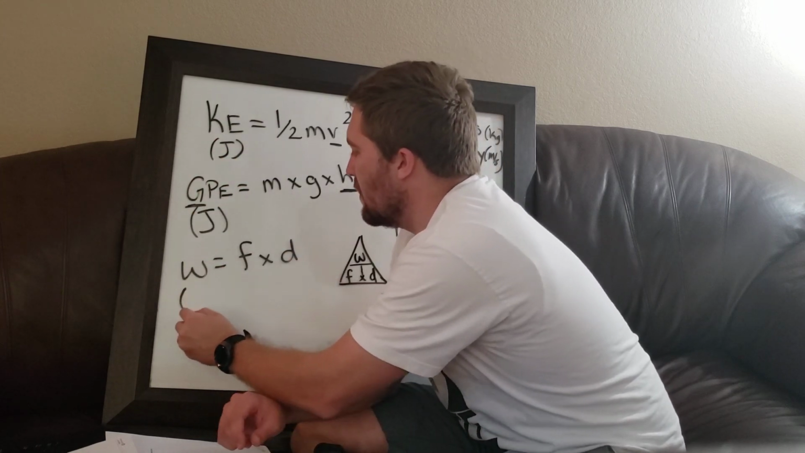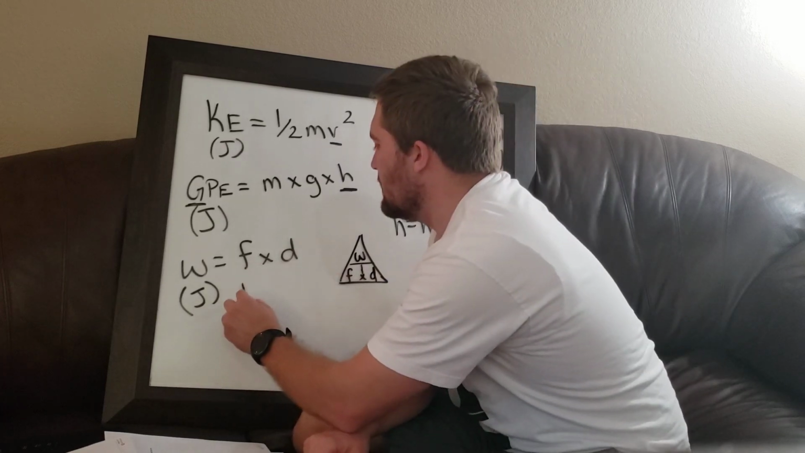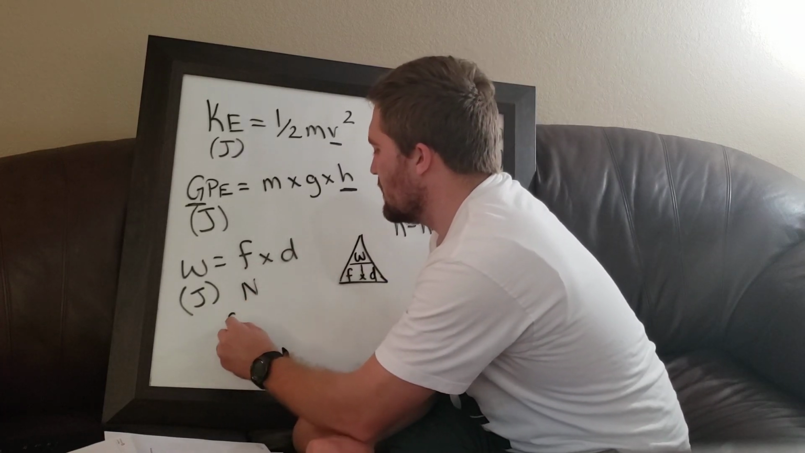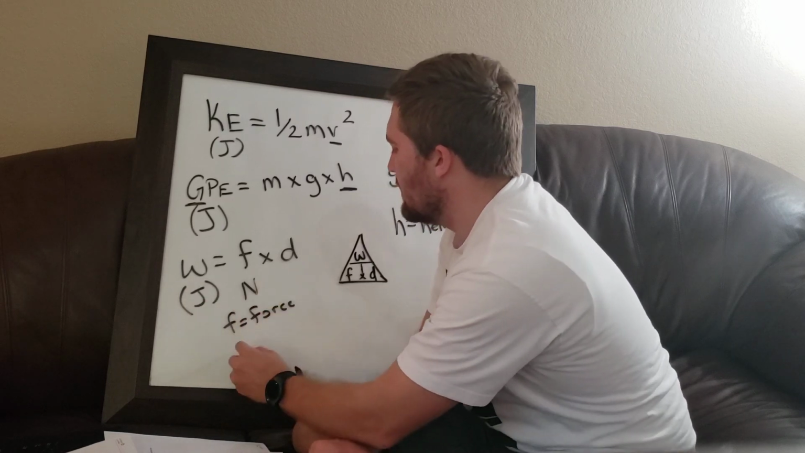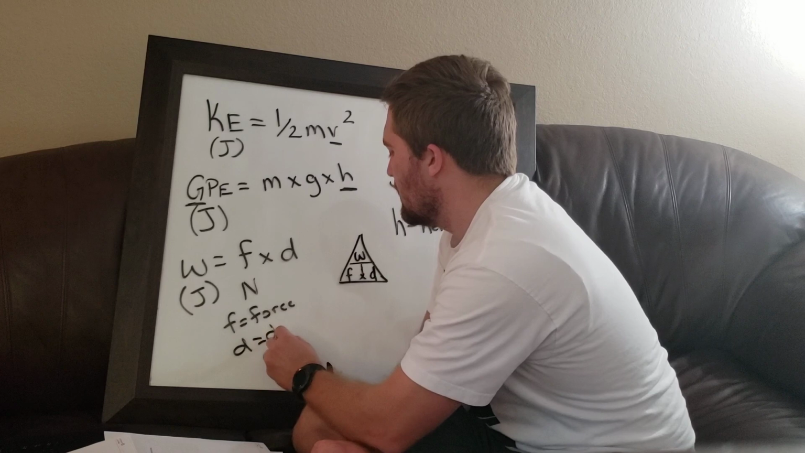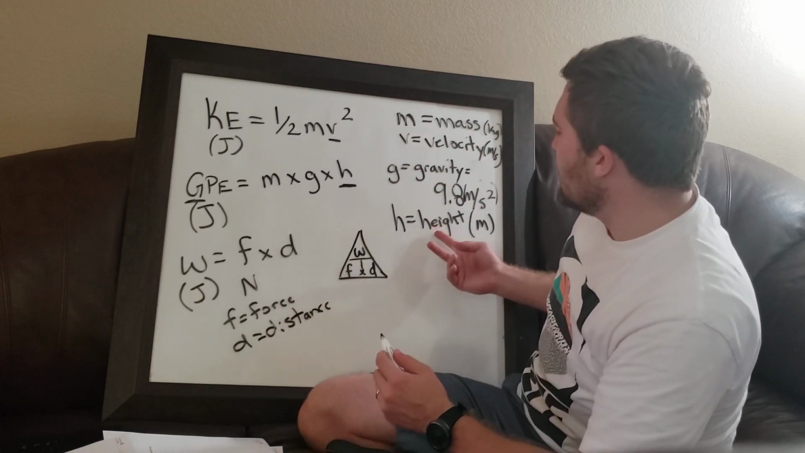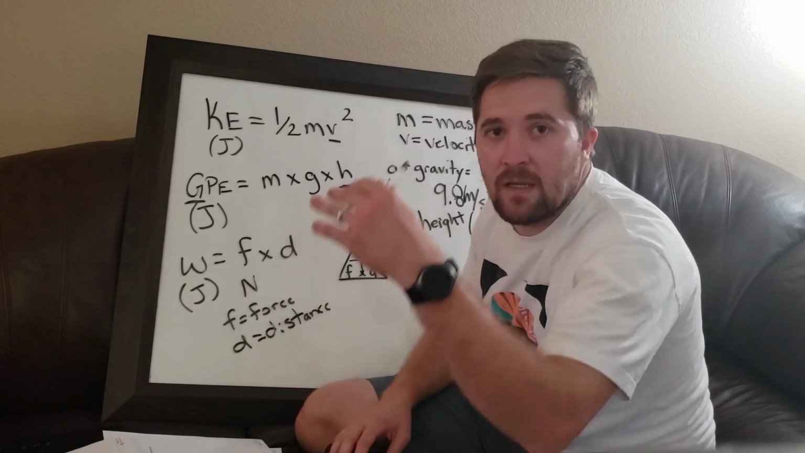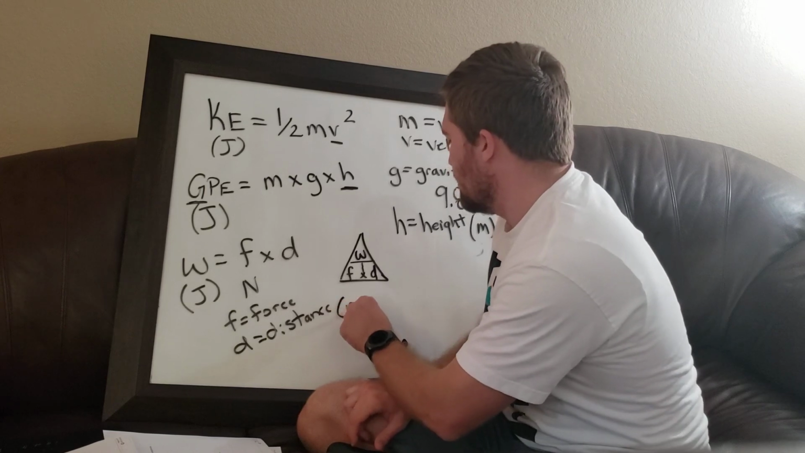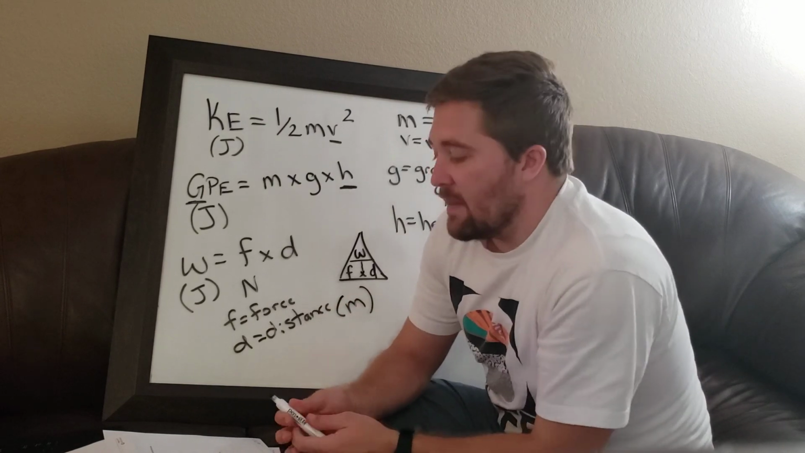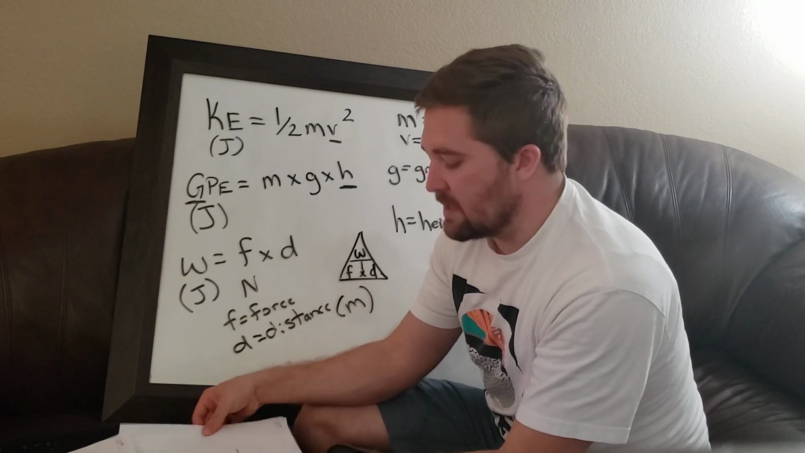Work is also in joules. Force is in newtons. F equals force, W equals work, and D equals distance. Distance is kind of just like saying height, right? Except height you're measuring vertically, distance you're measuring horizontally. That is also in meters. These are 3 formulas that you need to know. I would write them down, and I would study them for a little bit.